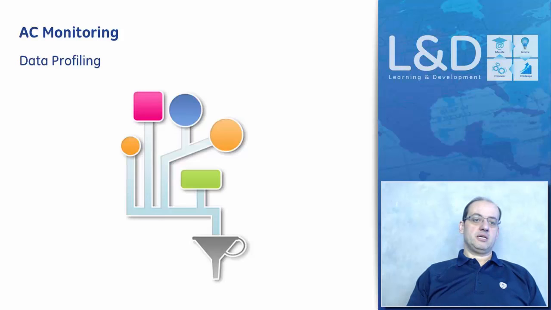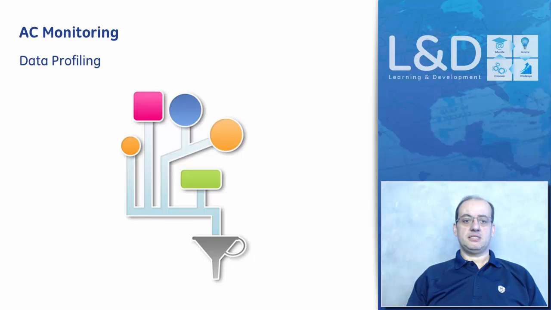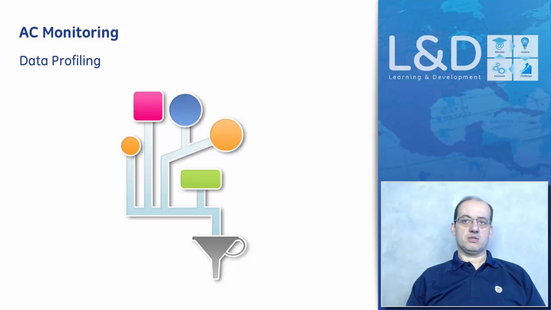Another application in AC monitoring is AC data profiling. AC data profiling means that we capture AC analog information, probably AC analog input information, over a period of time, and we generate a COMTRADE file. A COMTRADE file is an IEEE standard, C37.111, and this file would be produced using analog input values that are reported by a digital signal processor.